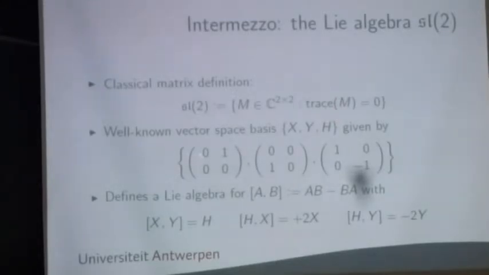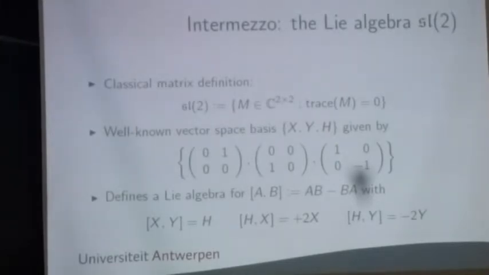So as a vector space, there's a famous basis. So the 1 in the upper right corner, a 1 in the lower left, and then of course if I want to say something on the diagonal, then I have to put 1 and minus 1, because it has to be traceless. These 3 matrices are classically called X, Y, and H, or sometimes small e, small f, and small h. It depends on the textbook that you use. I stick to capital X, Y, and H.